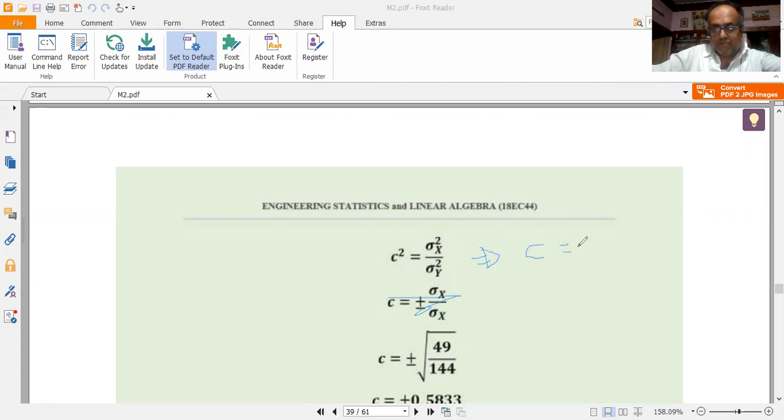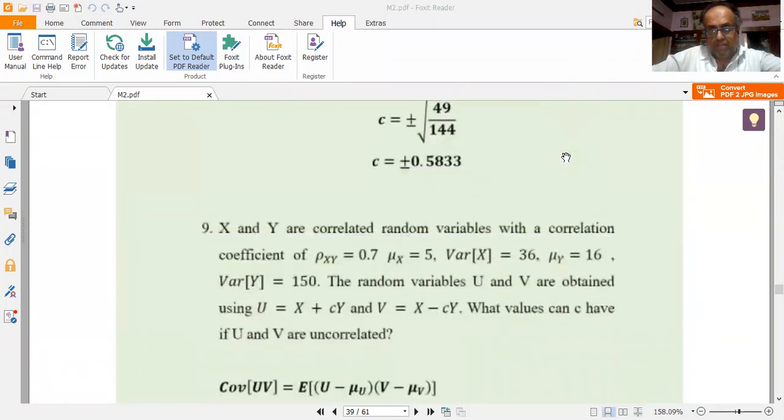C is equal to plus or minus sigma x by sigma y. Now sigma x is given by 49, sigma y is given by 144. So this is equal to plus or minus square root of 49 by square root of 144, or I get C is equal to plus or minus 0.5833.